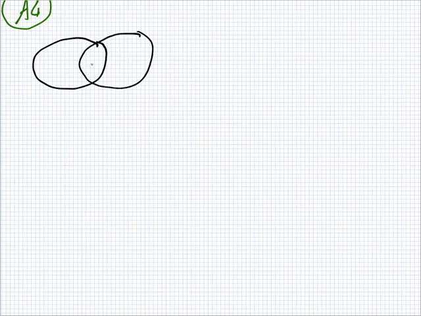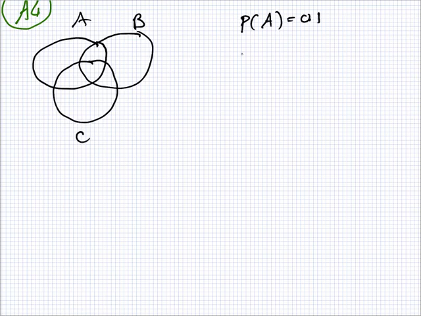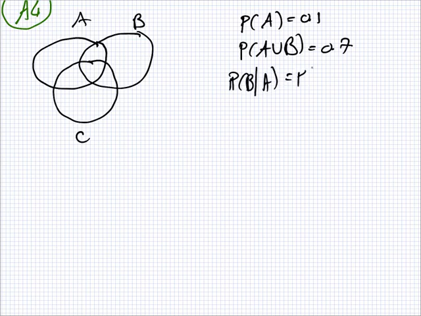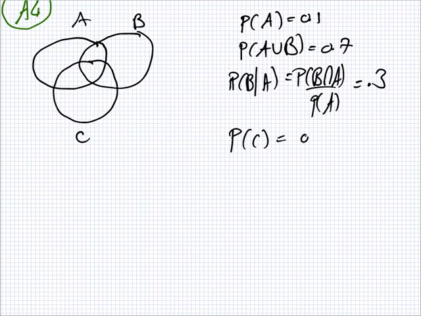You have 3 sets, A, B, and C, and you're told that the probability of A is 0.1, the probability of A union B is 0.7, the probability of B given A, which is the probability of B and A over A, is equal to 0.3. The probability of C is equal to 0.2.